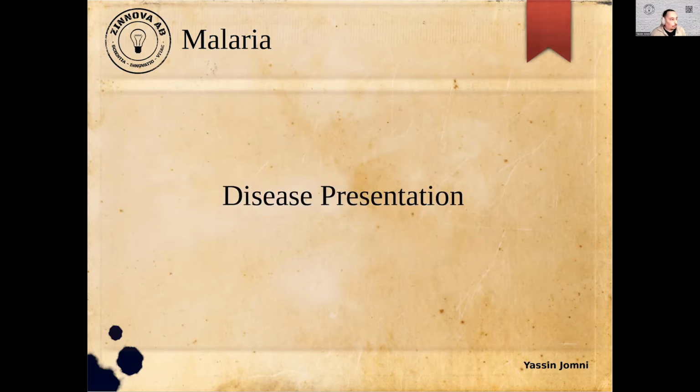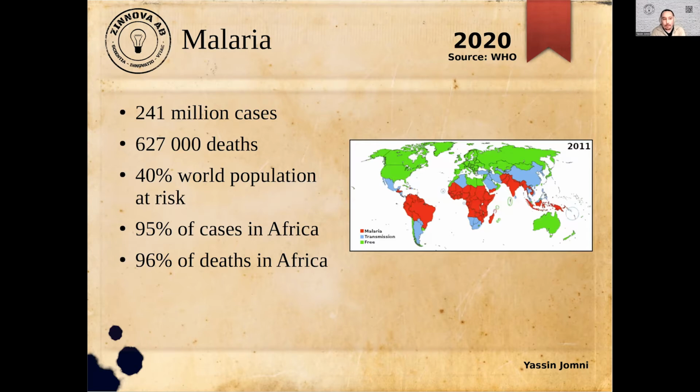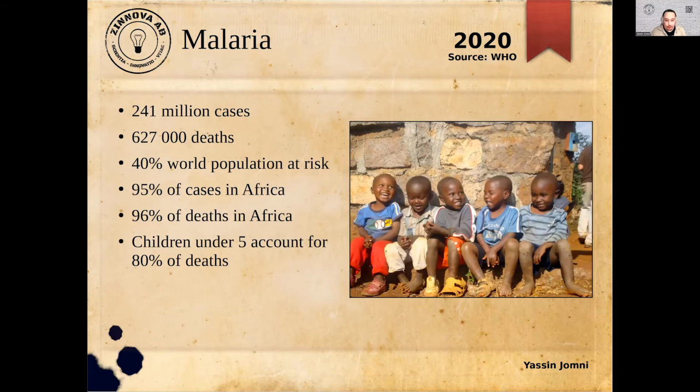So if you start with the disease presentation, malaria: there are 241 million cases of malaria as of 2020, 627,000 deaths, and roughly 40% of the world population is at risk. 95% of the cases are in Africa, and 96% of deaths are also in Africa. Children under 5 account for 80% of the deaths.